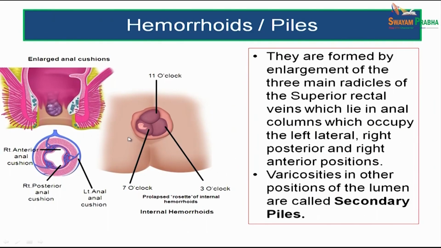So, as I have already mentioned, you can see the patient in lithotomy position, you can see the 3 positions of the primary piles. They form because of enlargement of 3 main radicals of superior rectal vein. So, 3, 7, 11 o'clock positions, which are left lateral, right posterior and right anterior position, as shown in this picture. Varicosities in any other positions other than 3, 7 and 11 o'clock positions are called secondary piles.